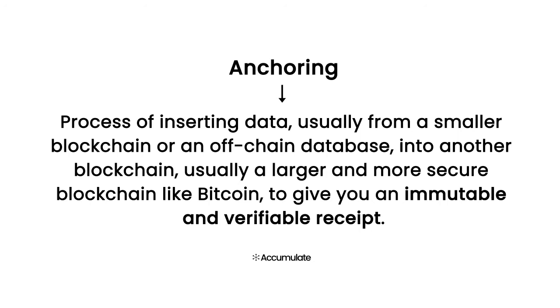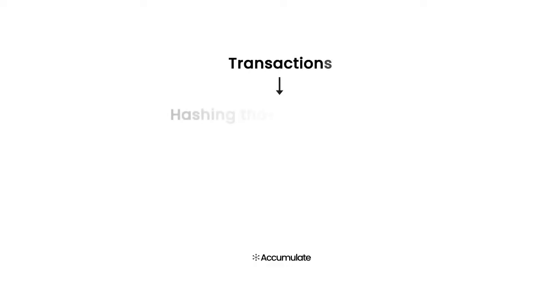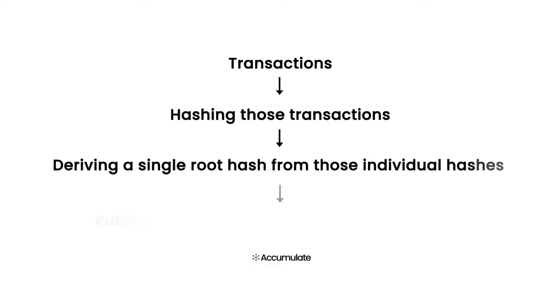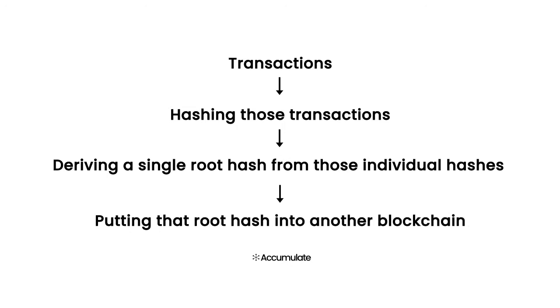Generally, it's easier and cheaper for a bad actor to compromise data on a smaller blockchain because they need either less hashing power or a smaller stake. Anchoring is a process of inserting data, usually from a smaller blockchain or also an off-chain database, into another blockchain, usually a much larger and more secure blockchain like Bitcoin or Ethereum, to give you an immutable and verifiable receipt. Anchoring works by taking a bunch of transactions, hashing those transactions, deriving a single root hash from those individual hashes, and then putting that root hash into another blockchain.